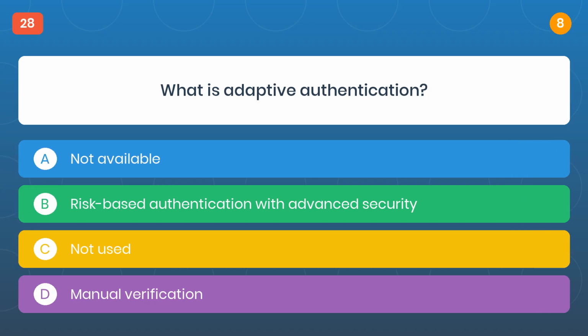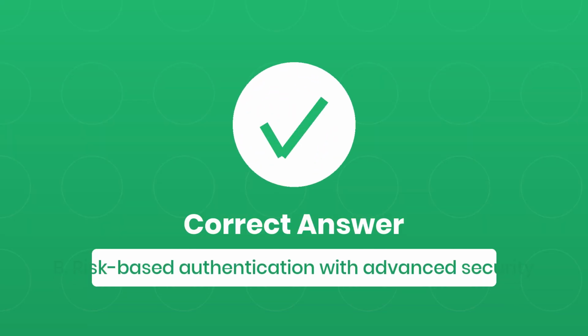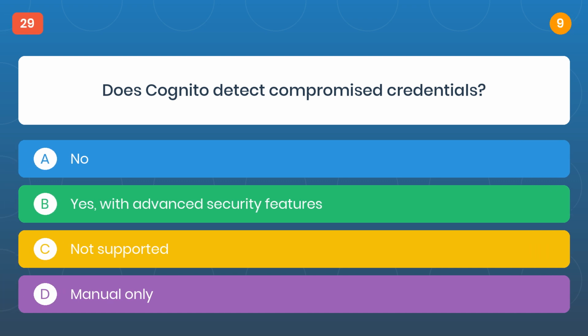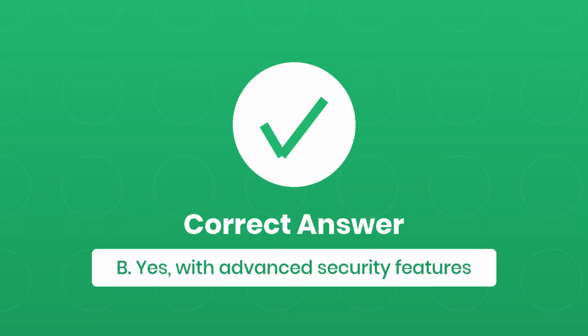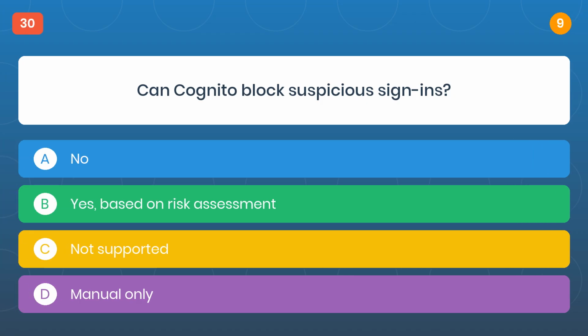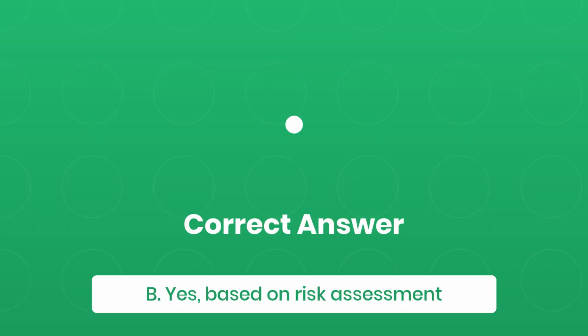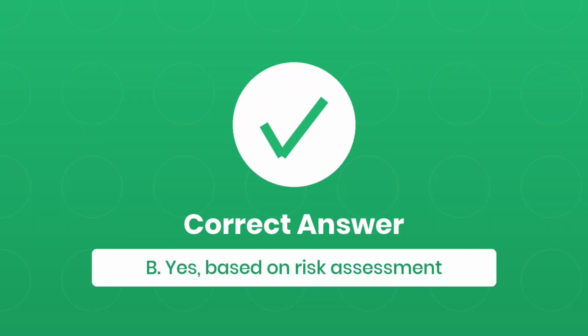Question 28. What is adaptive authentication? The correct answer is B, risk-based authentication with advanced security. Question 29. Does Cognito detect compromised credentials? The correct answer is B, yes, with advanced security features. Question 30. Can Cognito block suspicious sign-ins? The correct answer is B, yes, based on risk assessment.